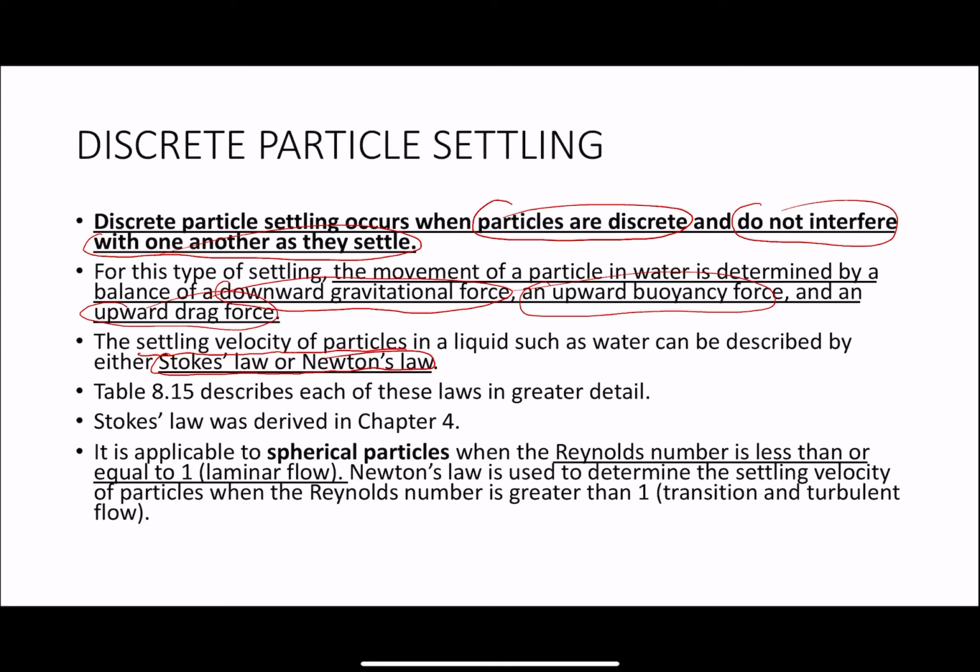Now we will show you some tables in the next few slides, but before we do that, it is applicable here that we should assume that these particles are spherical, and when the Reynolds number is less than or equal to 1, it means laminar flow, because we are assuming that everything is laminar, not turbulent flow. Newton's law is also used to determine the settling velocity of particles when the Reynolds number is greater than 1, where something called transition and turbulent flow occurs. And that's some fluid mechanics.